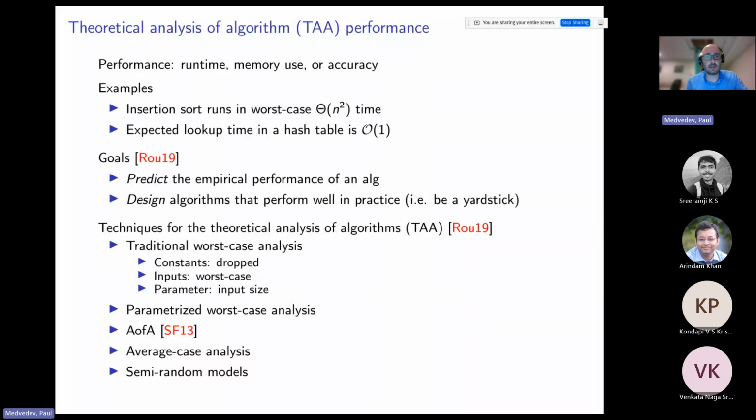And here we can formulate the goals as twofold. I didn't come up with this. I took it from a talk by Tim Roughgarden, and I don't know how far back this kind of formulation goes, but it's very natural. Those of us that have worked in this field, this makes a lot of sense. So one, when you say that insertion sort runs in worst case theta n squared time, you're trying to predict the empirical performance of an algorithm. Now, whether that kind of analysis actually is predictive of empirical performance is another question.